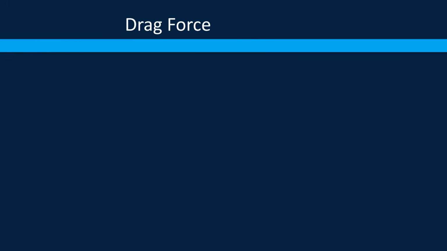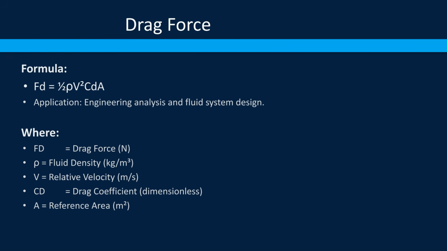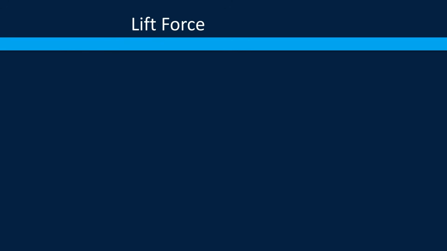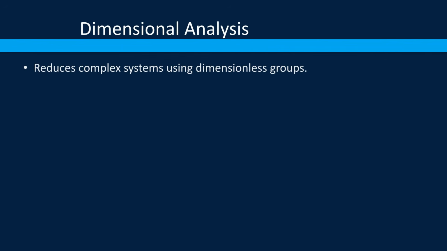Drag force, expressed by the formula Fd equals 1/2 rho v squared CdA, measures the resistance a body experiences when moving through a fluid. Finally, lift force is generated by pressure differences across an object, a principle critical to aerodynamics and engineering design. Moving on to dimensional analysis, this powerful technique simplifies complex physical systems by reducing the number of variables into essential dimensionless groups.